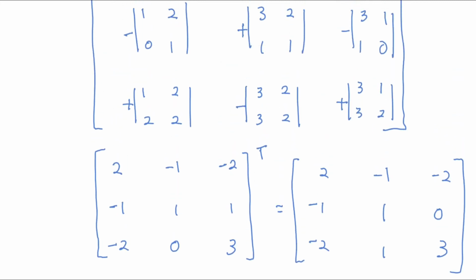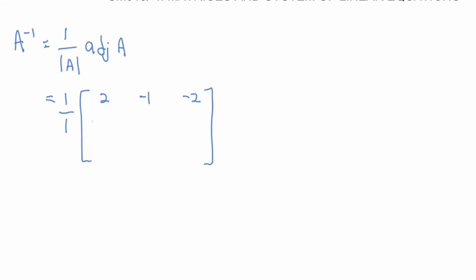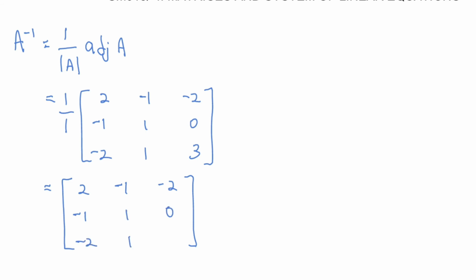Then you need to find the A inverse. As you know, by using the adjoint method, A inverse is 1 over the determinant of A times adjoint A. So 1 over 1 times 2, negative 1, negative 2, negative 1, 1, 0, negative 2, 1, 3. Then you will have the final solution: 2, negative 1, negative 2, negative 1, 1, 0, and negative 2, 1, 3. Understand?